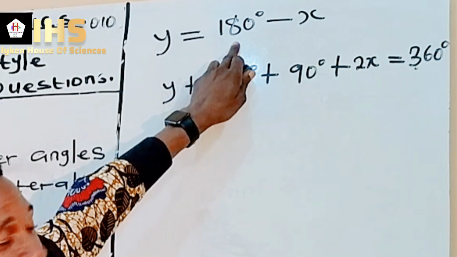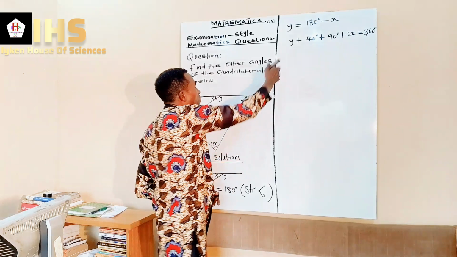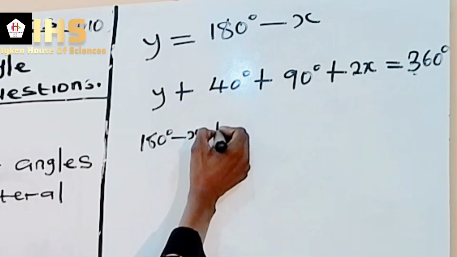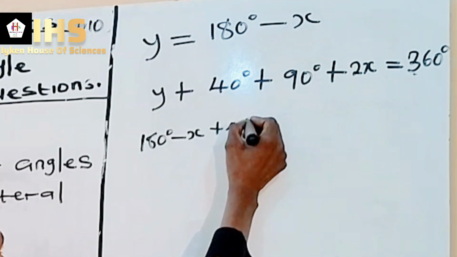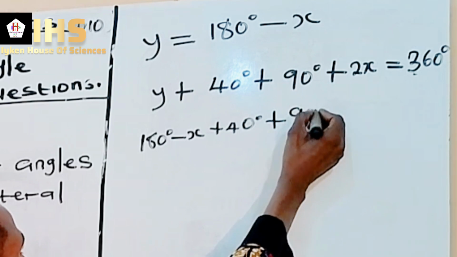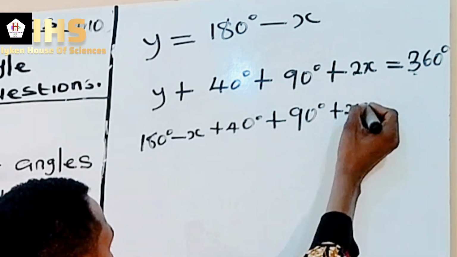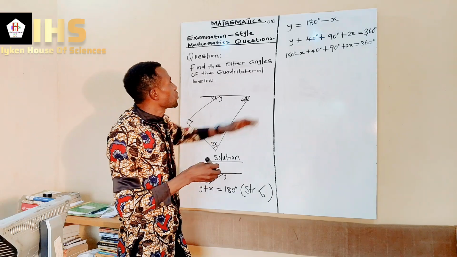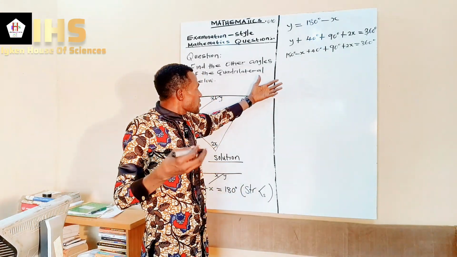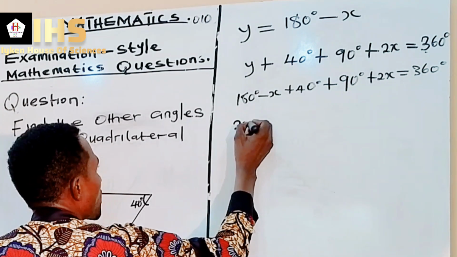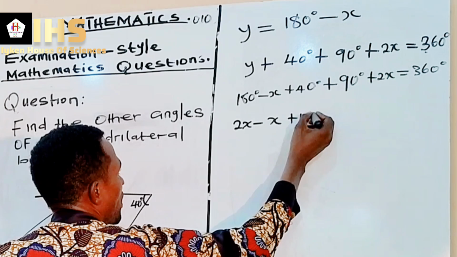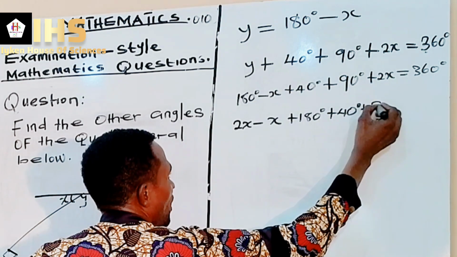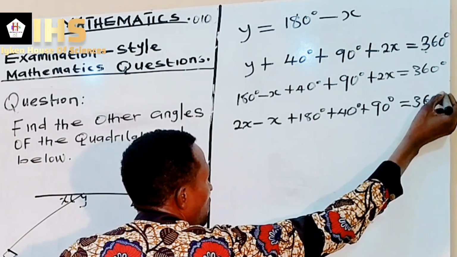But remember, our y is already 180 degrees minus x. So in place of y, we'll put this. And we have our 180 degrees minus x plus 40 degrees plus 90 degrees plus 90 degrees plus 2x equal to 360 degrees. So what we do here is to add all the numbers, and then the letters is a matter of rearrangement. So we have our 2x minus x, and then plus 180 degrees plus 40 degrees plus 90 degrees equal to 360 degrees.